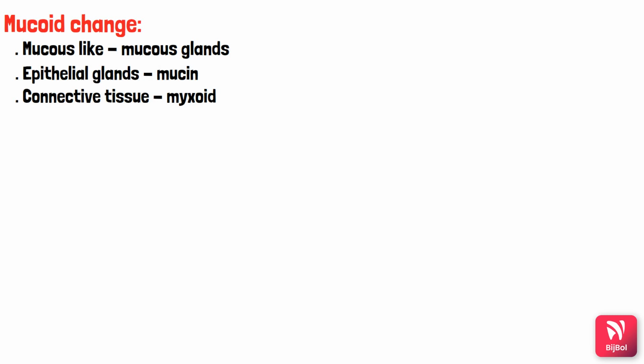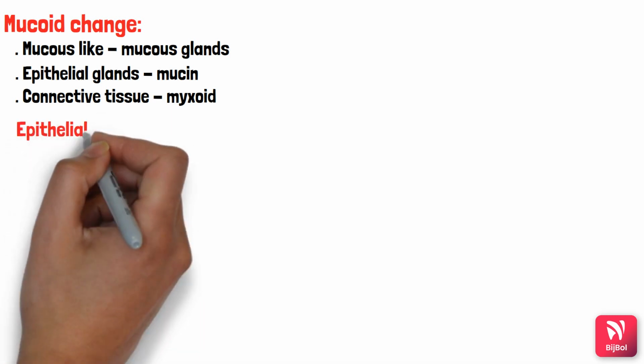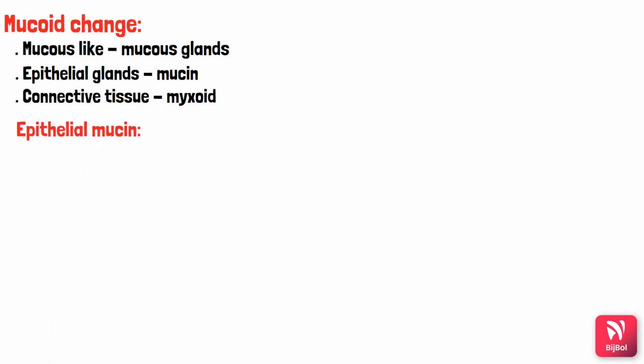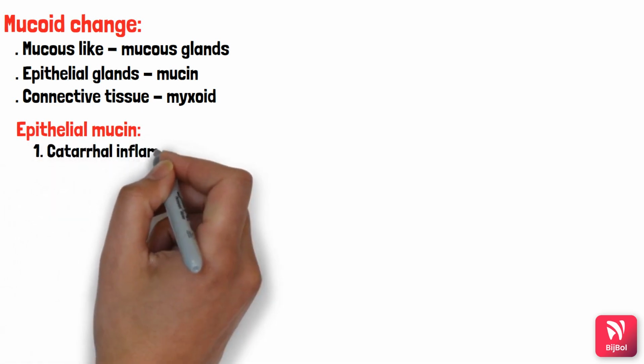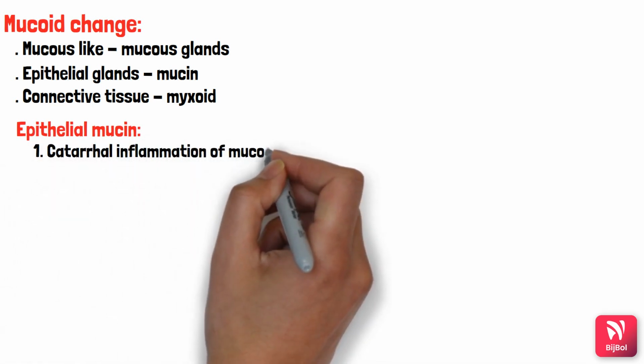So as we know, there is epithelial mucin and connective tissue mucin. So where is this epithelial mucin seen? Let's discuss epithelial mucin. This mucin, right, sometimes appears clear, so it can be stained by some special stains like Alcian blue and periodic acid-Schiff stain, okay. So now let's see about epithelial mucin.